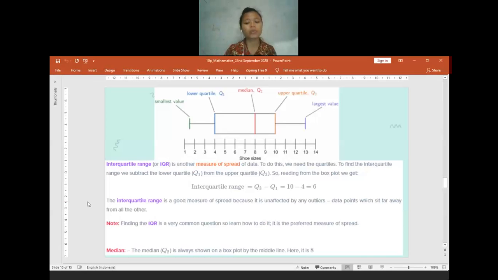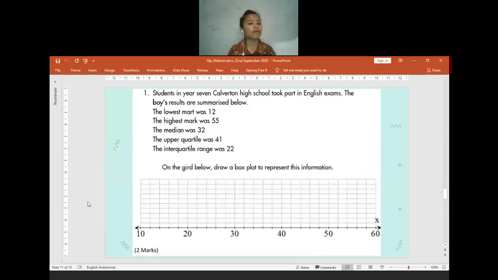And is there anyone who's still confused about reading the box and whisker plot? I just want to revise for today, so next week I can directly make a chapter-wise test. No? Because yeah. So now I already have this kind of question. We have the values, and then for the values we have to draw the box and whisker plot.